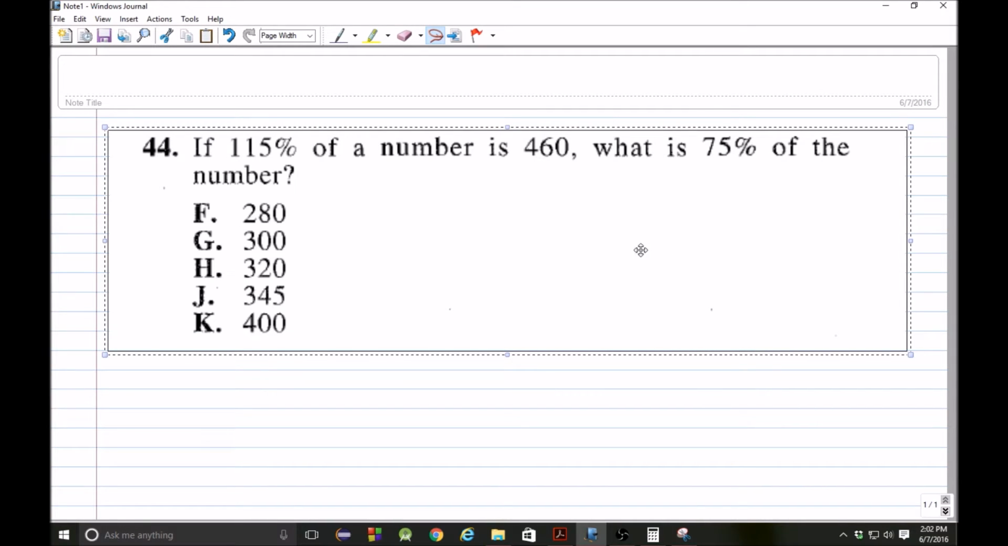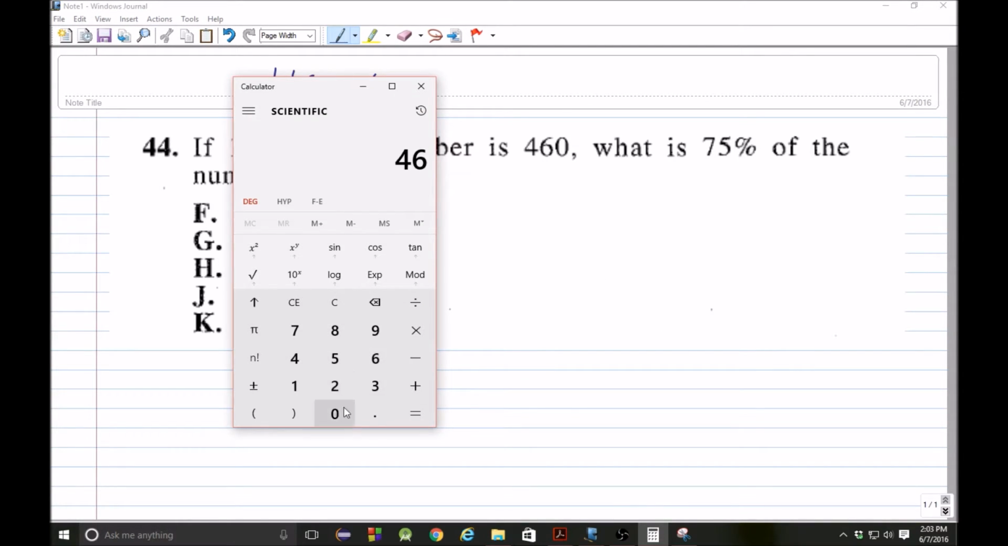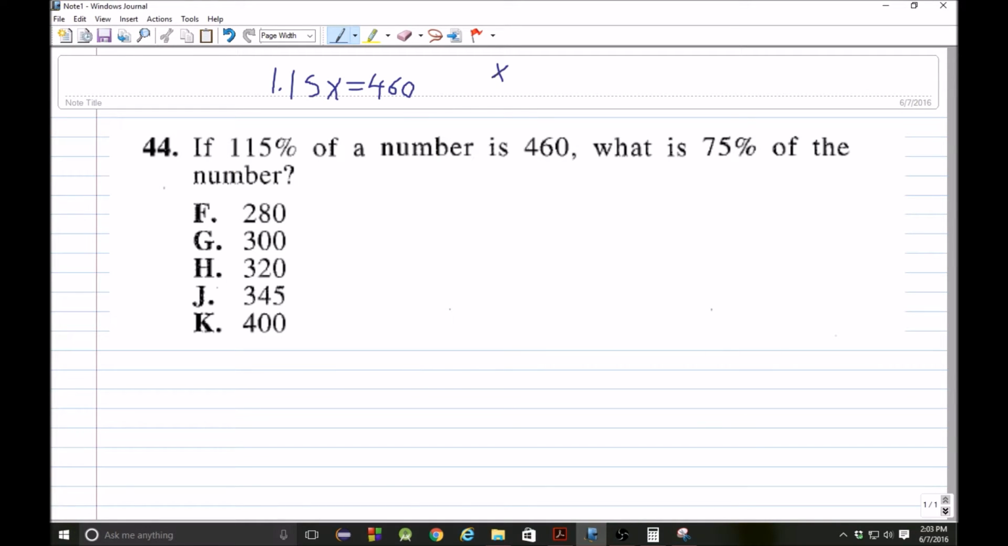If 115% of a number is 460, then what is 75% of that number? Remember that percentages are in terms of hundreds. So 115 divided by 100 is 1.15. So 1.15 x, we can call that number x, equals 460. The first thing we have to do is solve for x. 460 divided by 1.15, we're going to use a calculator for that, which equals 400. So x equals 400.